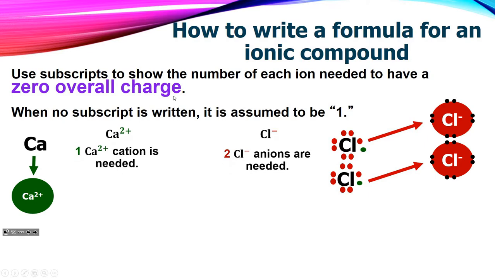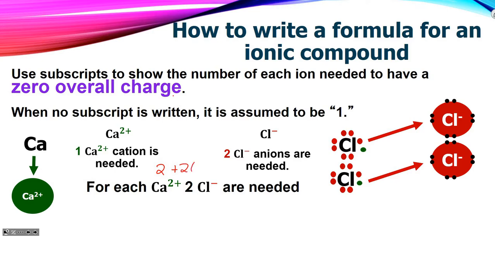So we need 1 of these calcium ions for every 2 chlorine ions, okay, to get them all to the noble gas. So we could say for each calcium +2, I need 2 chlorine minus. So in other words, +2 plus 2 times a -1 equals 0. That's what we're doing. Okay?